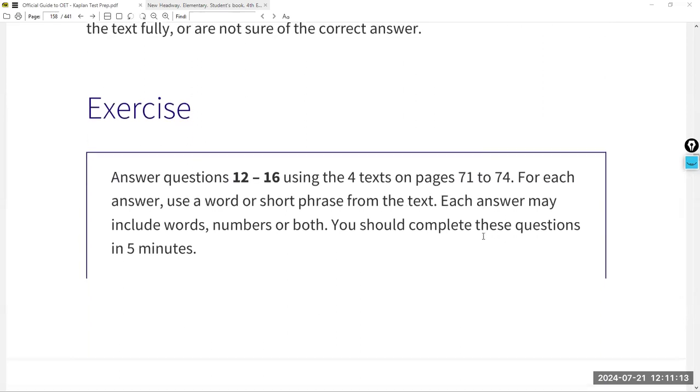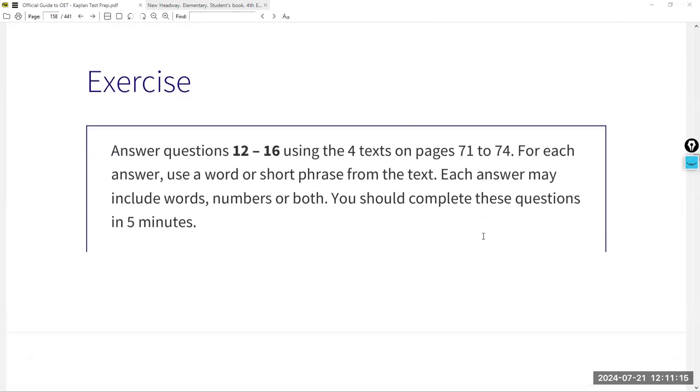And now I think it's the time to practice writing a short answer. We are still talking about the same passage that we have talked about previously, but absolutely we now have to write short answers. So let's try to answer the questions from 12 to 16 using all the texts A, B, C, D on these pages.